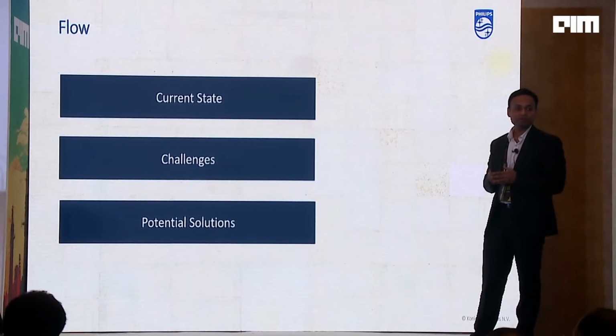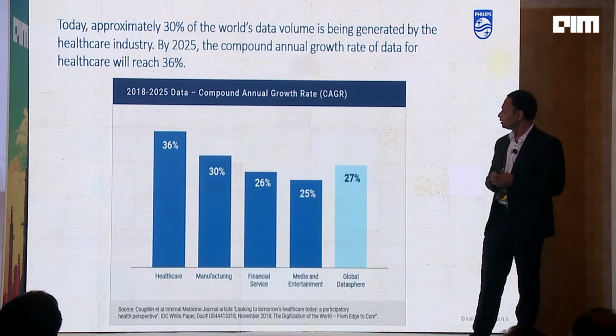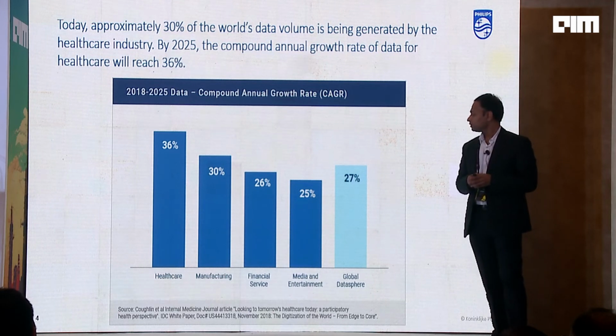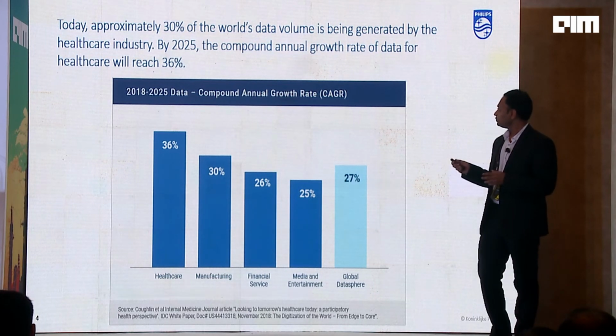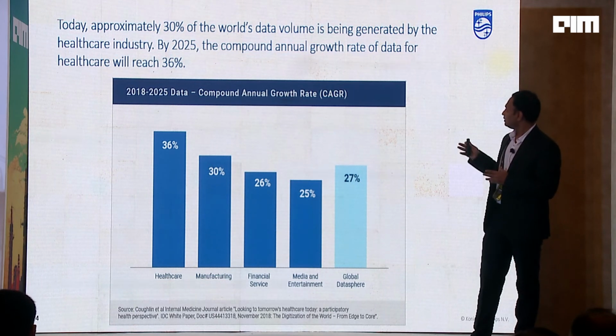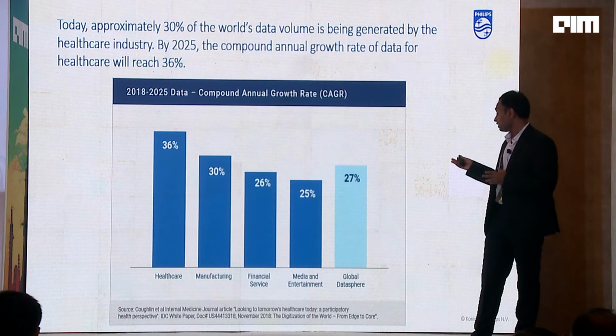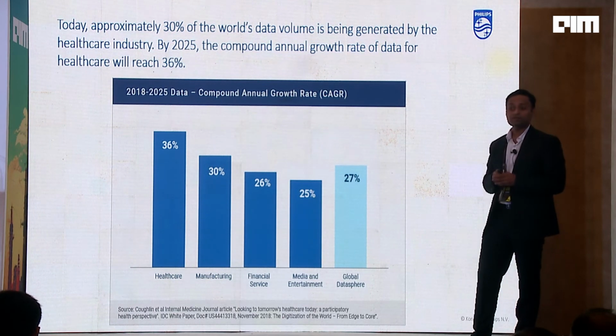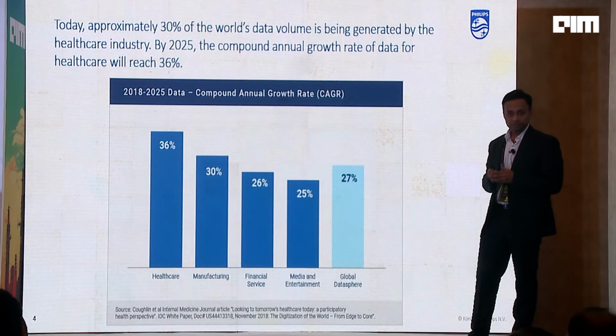Now, the problem statement is very clear, right? It is not about the challenge of data. We have enough high quality AI models. With that being said, healthcare accounts for almost 30% of the world's total data produced, and it is growing at a CAGR of almost 36%, which is almost 10% more than financial services and 6% more than manufacturing. So the flow of data in healthcare is immense.